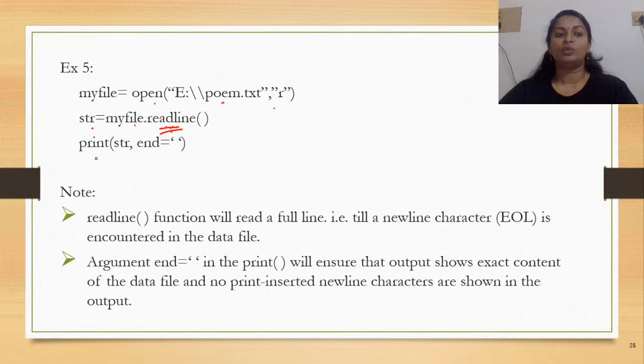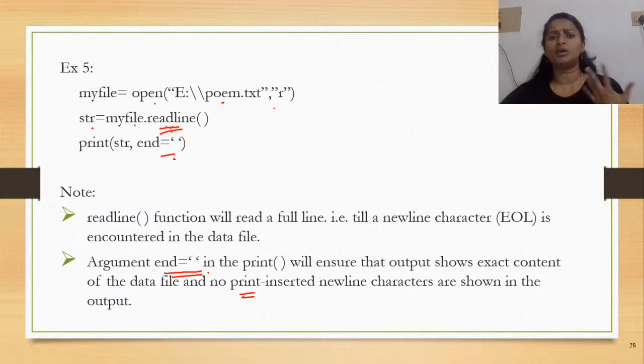Okay, see here, now we have the third statement wherein we are trying to print, and we have given end is equal to a space. Now why have we given this? Whenever we are giving print, each print statement itself would be printed in a new line. Now when you are giving this delimiter, it will ensure that whatever is appearing in your data file is exactly the same way it is getting printed on the screen. No other new line characters would be inserted by your print statement.